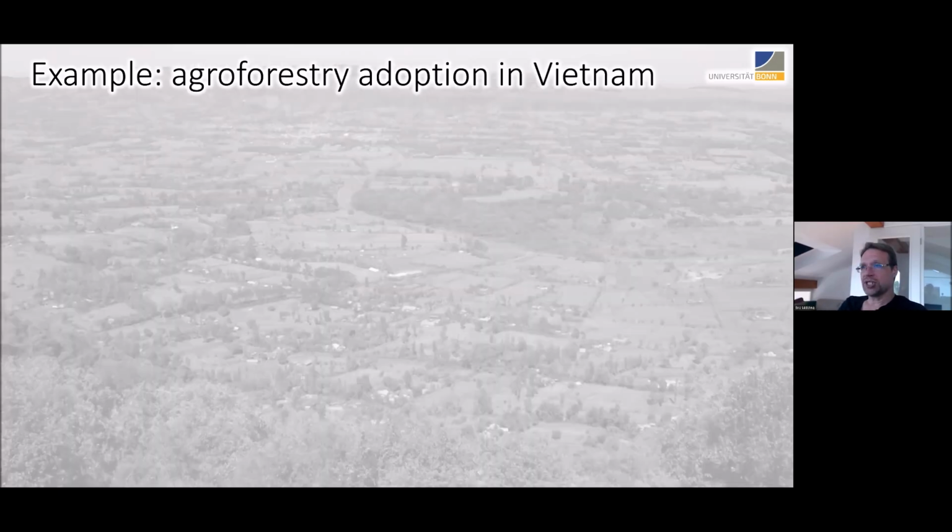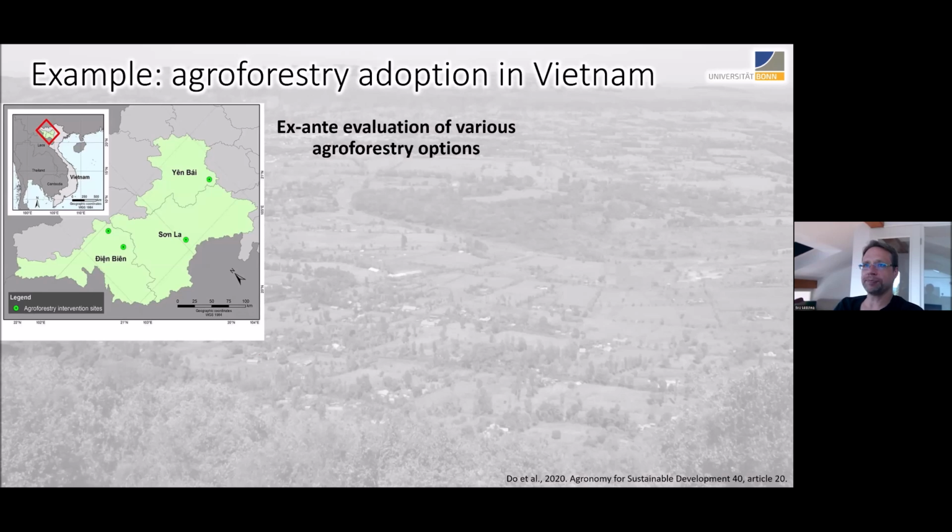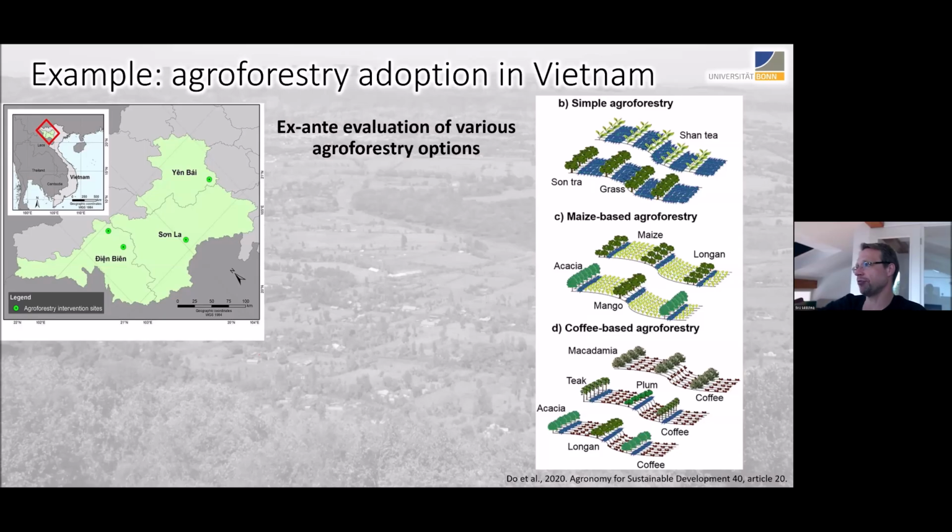Another example, a bit more recent, is on agroforestry adoption in Vietnam. This was another decision we took. In this case, not some political decision makers, but the decision maker here was actually a farmer considering adopting fruit tree-based agroforestry in Vietnam. Here in northern Vietnam, this is the study region. And these are the different system designs that people were considering. There were some simple agroforestry situations, some maize-based agroforestry, some coffee-based agroforestry. So different options were evaluated here.